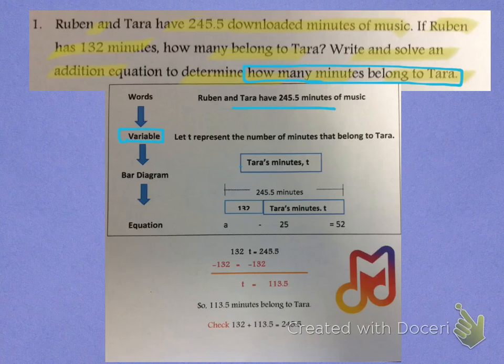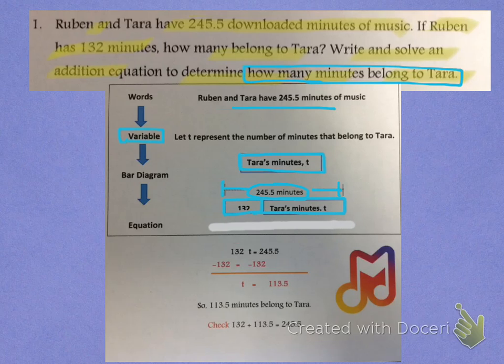When we draw our bar diagram, our first diagram is going to show what our variable represents: Tara's minutes represented by T. Our second bar diagram is going to show that we have 132 minutes that belong to Ruben, and Tara's minutes that are T. And the total of the 132 of Ruben's and Tara's is going to total our 245 minutes. We do have an error on this equation right here.